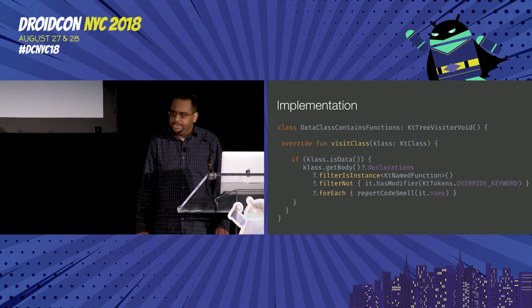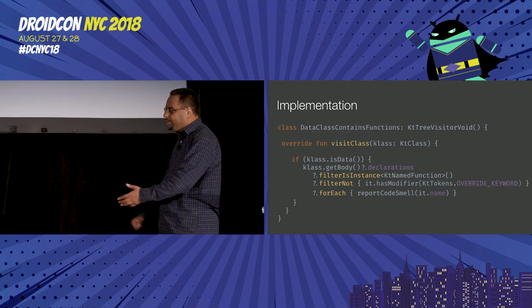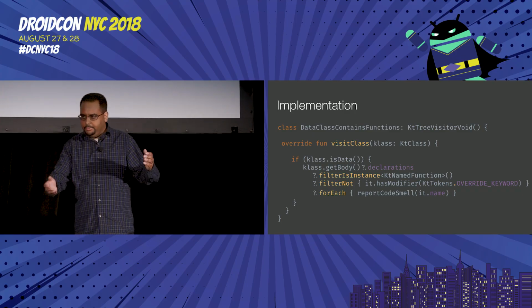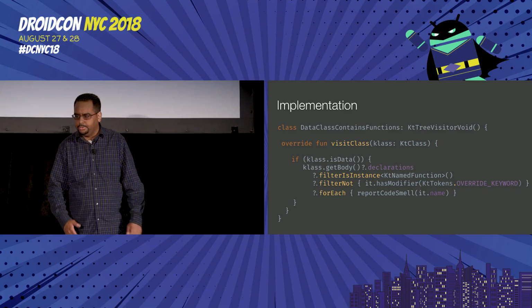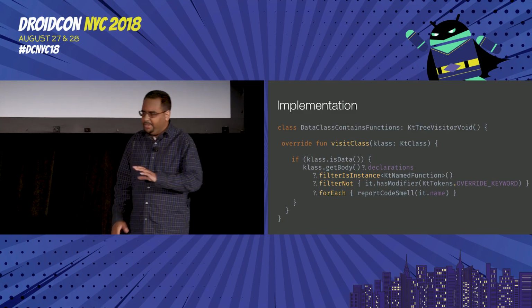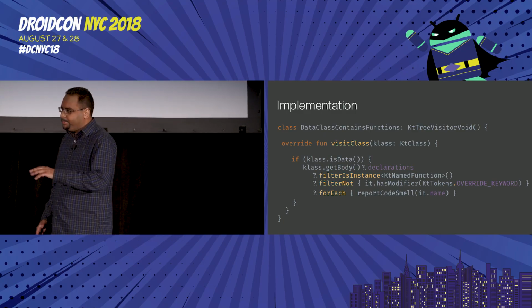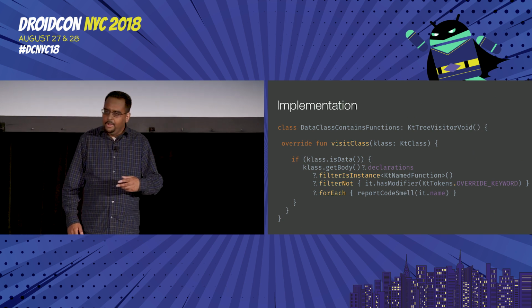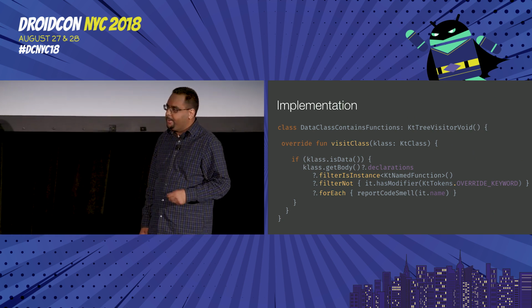And then I'm going to go through each of them, and for each of them I'm going to report a code smell. So in the output, you'll see a list of all the functions where you violated this rule. That's how this rule is implemented. It's very simple. Now, here's the thing. What's the point of this exercise? What's the point of me explaining to you why these rules are implemented?